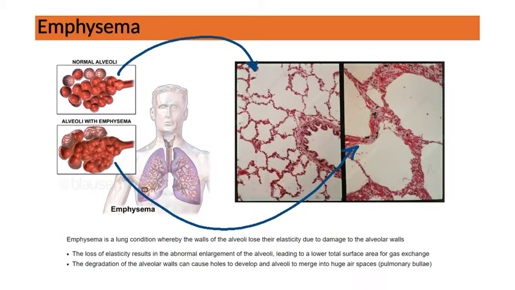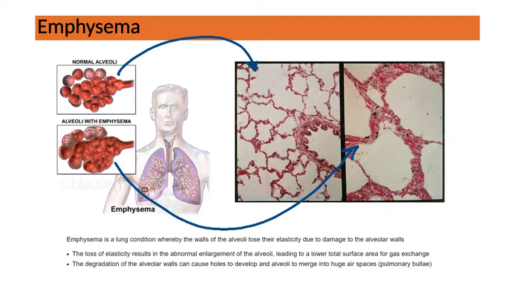The first respiratory system disease is called emphysema. You can see from the picture, from the diagram, there are normal alveoli and alveoli with emphysema. Please take a moment to observe the differences between the normal and the alveoli with emphysema. Can you see the difference? Yes, it is the total surface area.